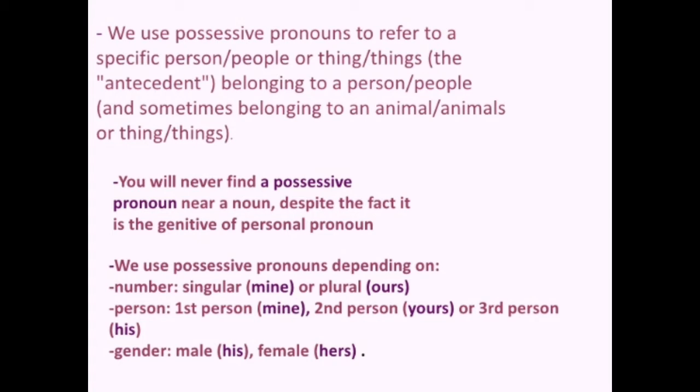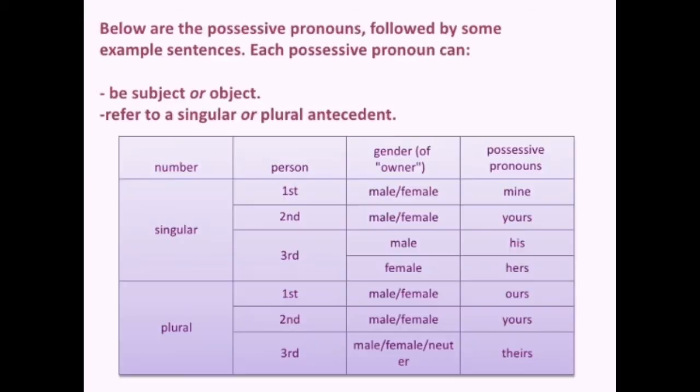Okay, let's see some examples along with some rules. Just see, singular, plural, again first, second, third person, gender of owner. Obviously I have told you possessive means owner of something, right? Belongingness. So gender of owner, male, female.